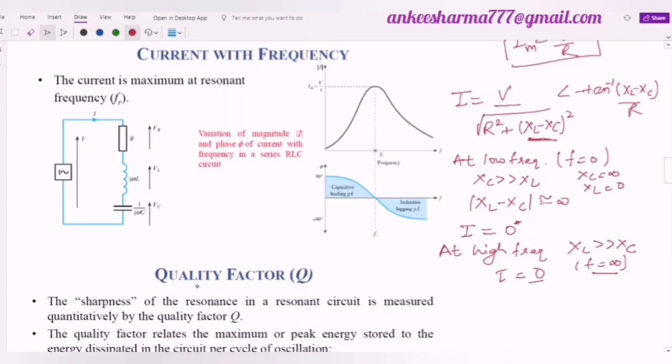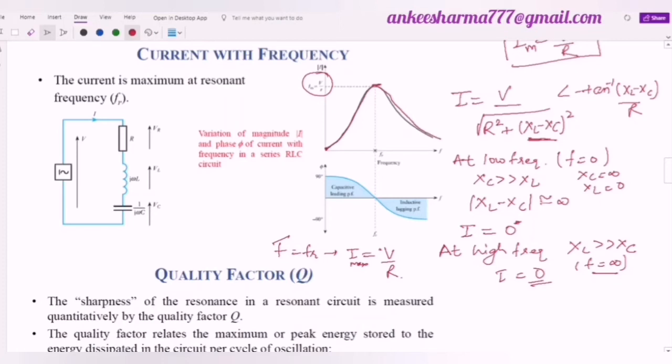One more case I will take at f equal to fR, the resonant frequency. We have already obtained that I has its maximum value, I max, which is equal to V by R. It means at low frequencies my value of I starts from 0 and is small. It reaches the maximum value at the resonant frequency, equal to V by R, and again it starts decreasing and reaches 0 at f equal to infinity. So this will be my curve, starting from the 0 point, increasing to the maximum value, which is V by R, and from this point it again decreases and reaches 0 somewhere at infinity.